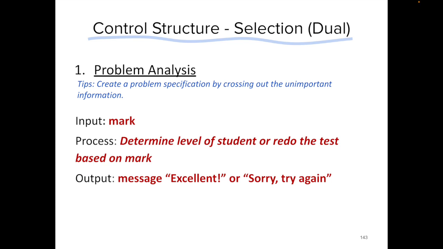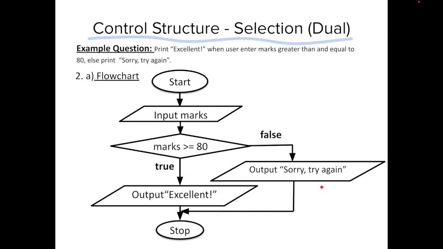Okay, kita buat problem analysis ni. Okay, sama macam tadi. Okay, input masih sama, which is marked. Okay, proses pun sama. Determine level of student or redo the test based on marks. Kita dapat tambah perkataan sikit lah kat sini kan. Then output kita pun ada pertambahan, which is the message excellent or message sorry, try again. Dan macam mana kita punya flowchart akan jadi? Dia akan jadi macam ni.